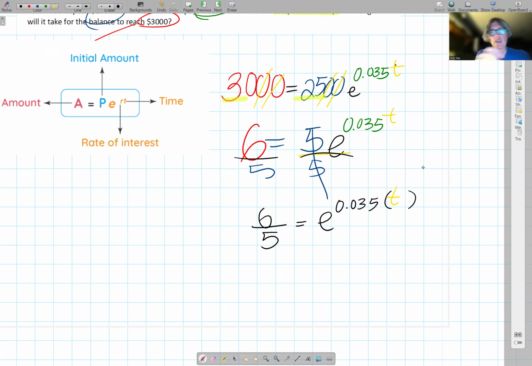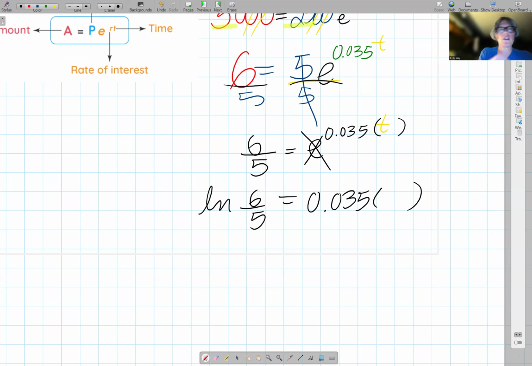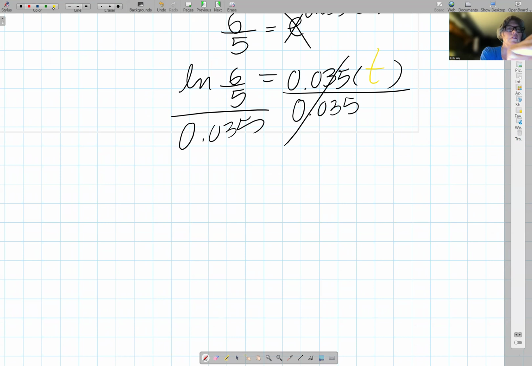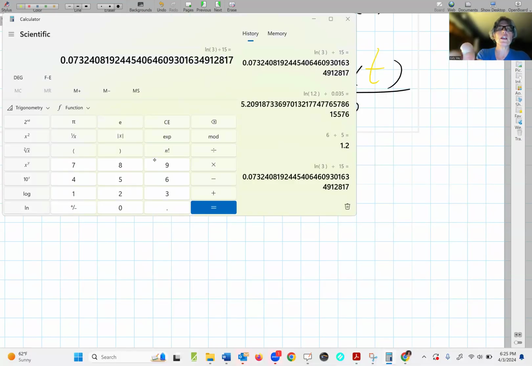To get the variable out of the exponent, we're going to take the natural log of both sides. So that gives us ln of 6 over 5 equals, that eliminates this, 0.035 times that unknown t. Okay, so t is going to equal this quantity right here. And at this point, you grab your calculator. That's natural log of 6/5. It's actually easier to do on a TI-84. So try it on the TI-84. Hit pause on the video and do it on your TI-84, and then restart, see if we match.